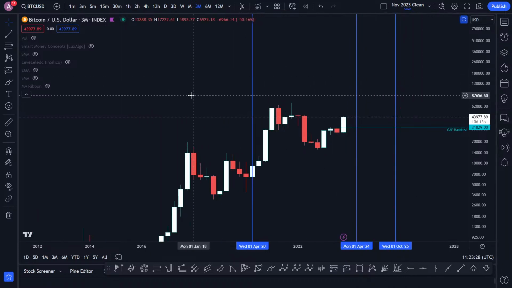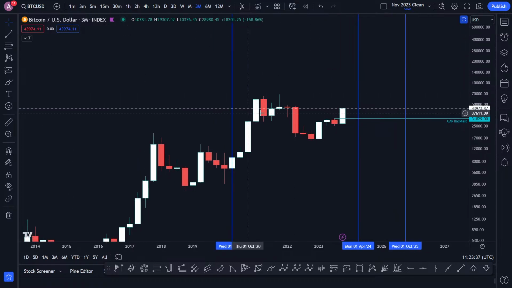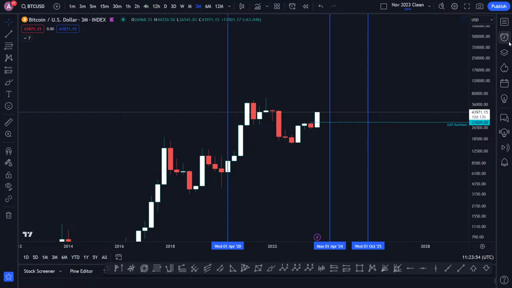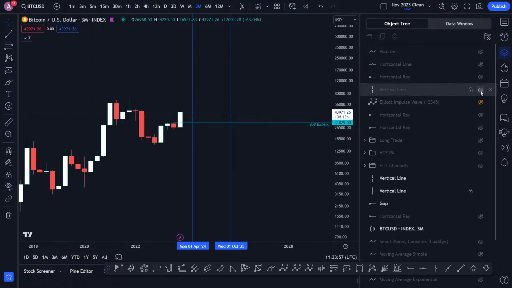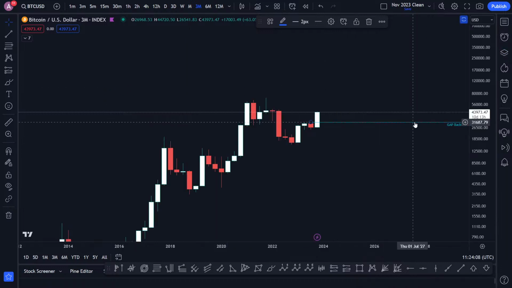And looking at the higher time frame, I always like to look at the candles. You're looking at my chart. I've got these blue lines. These are basically the halving events. So that was the first halving. I should technically, and this is a 3-month chart, so they're not really relevant because it's just too far a distance to cover. So let me just call those. I've got this gap back test.